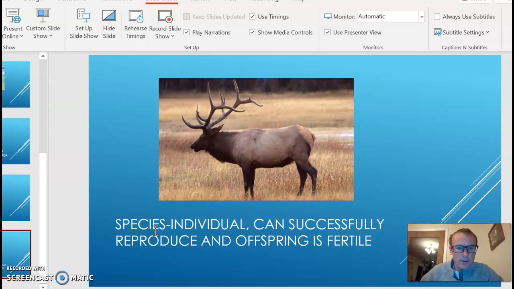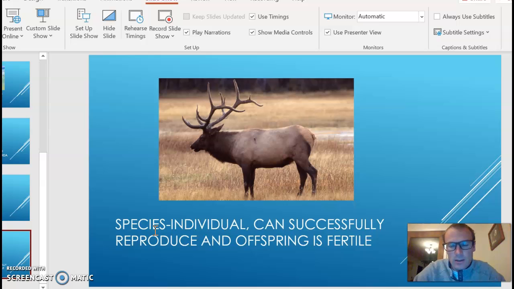And so the technical definition of a species is if an individual can successfully reproduce and the offspring is fertile. So that's a key definition, how biologists define what a species is, because some groups of organisms can reproduce and have offspring, but their offspring might not be able to have babies. An example of that is a mule. If you have a horse and a donkey that have a baby, which can happen, a mule can't have more mules. It just doesn't work.